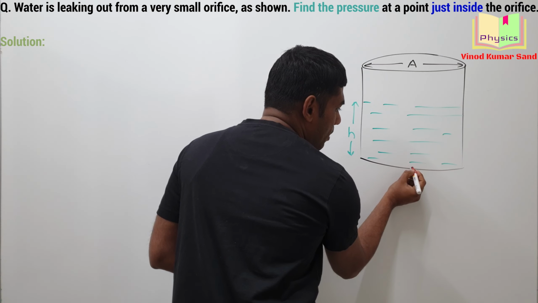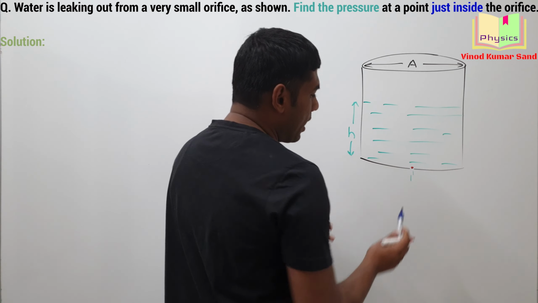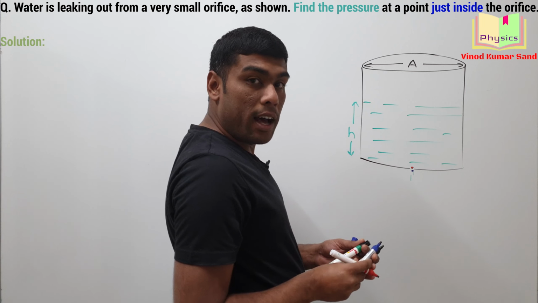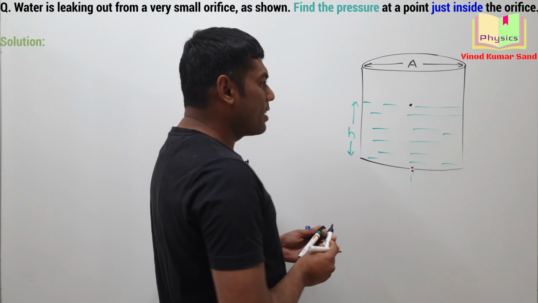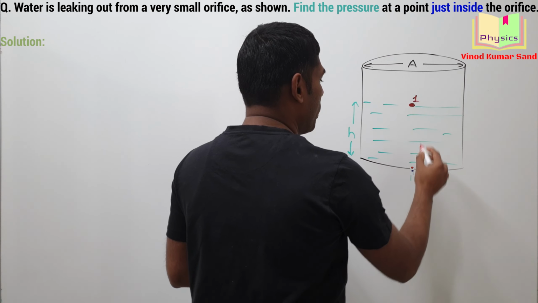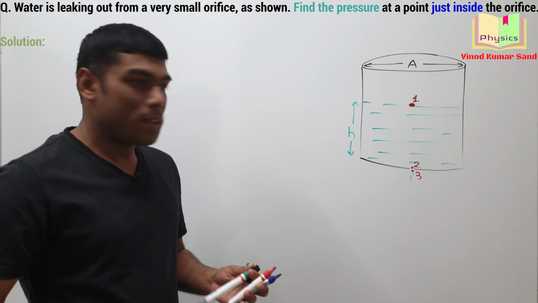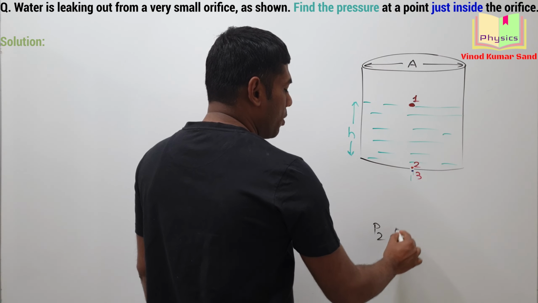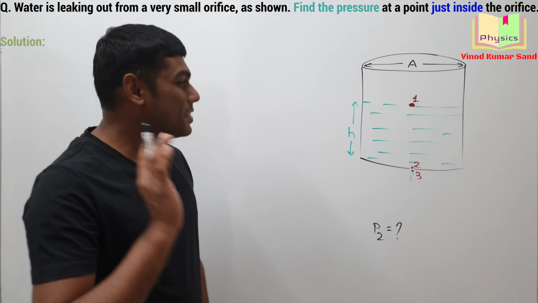This is a point just inside the orifice. This point I consider just outside the orifice and another point we consider at the surface. Let's name these points. I'll call this point as 1, this as 2 and this as 3. Okay. Our target is to obtain the pressure at point 2, which is just inside the orifice.